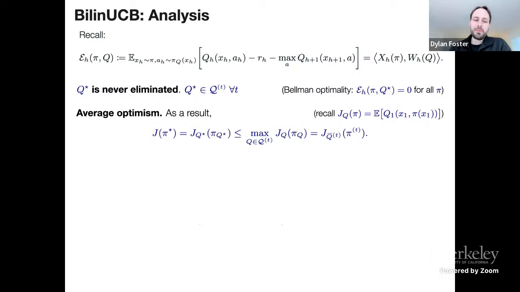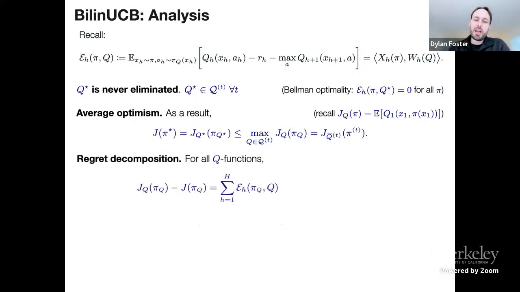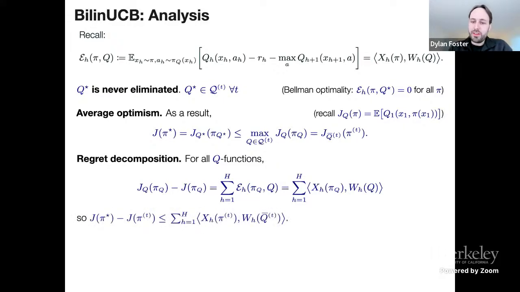Okay, now the next step is using kind of like a telescoping argument. You can actually show that for any Q function, the difference between what it thinks its average reward is and the actual average reward of the induced policy is bounded by the sum of Bellman residuals, which if we use the Bellman rank property, is the sum of dot products of factors that depend on pi and factors that depend on Q. And in particular, if you combine this with optimism, you can show that the suboptimality of the policies selected by this algorithm is bounded by these Bellman rank factors, where we're taking the dot product of this factor that depends on the policy we play and this factor that depends on Q bar T.